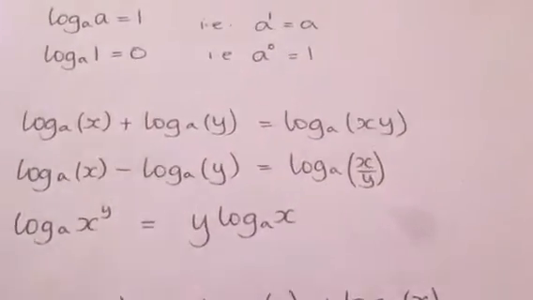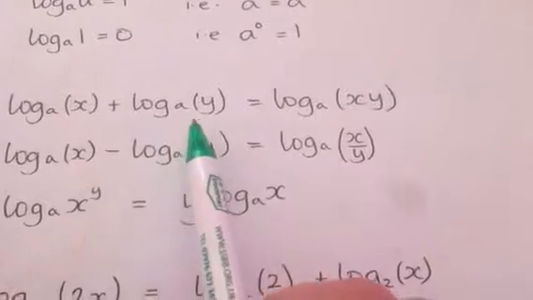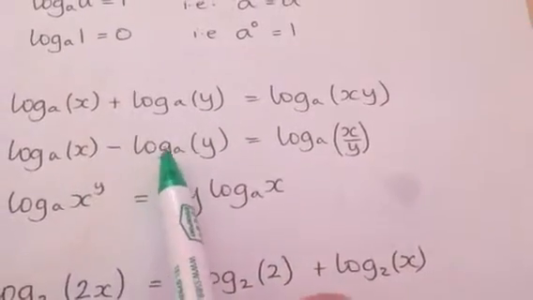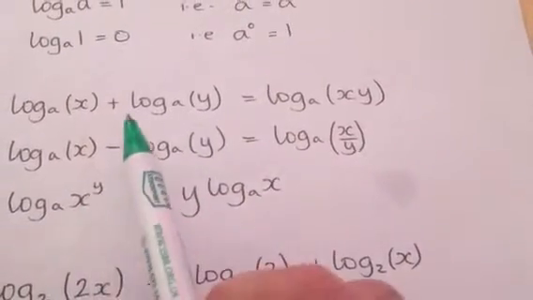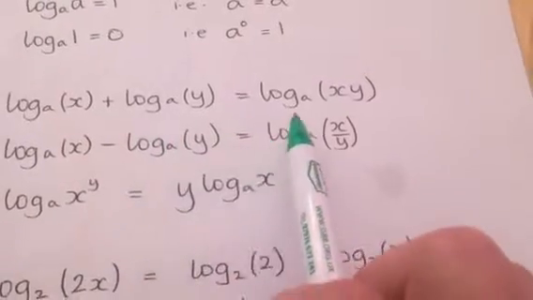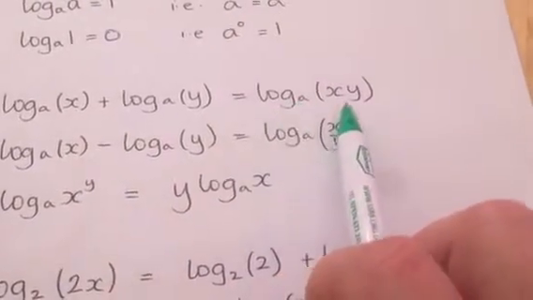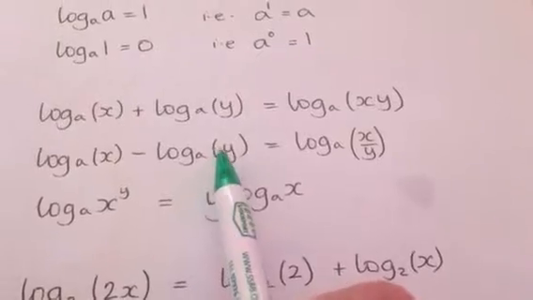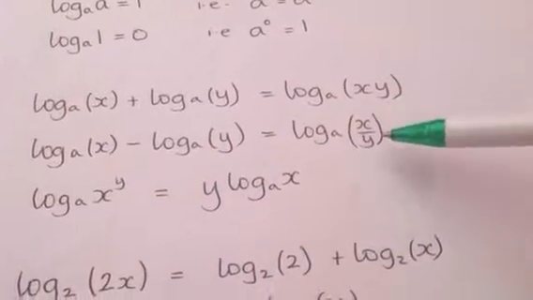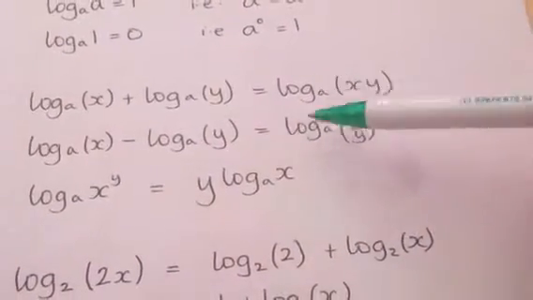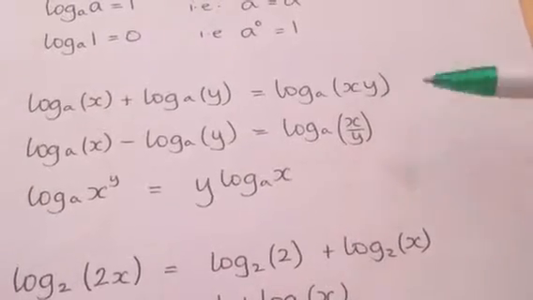There's 3 basic log laws. There's the one where you're adding, the one where you're subtracting, and one where you're raising it to a power. So when you add logs, you can combine it by doing it's the log of xy. When you subtract logs, you combine it by doing it's the log of x over y. They must be in the same base for this rule to work.